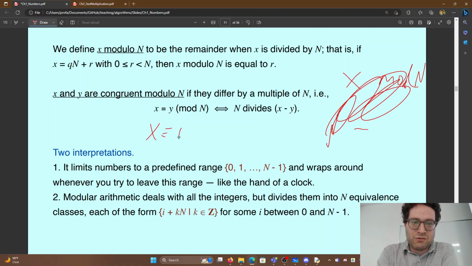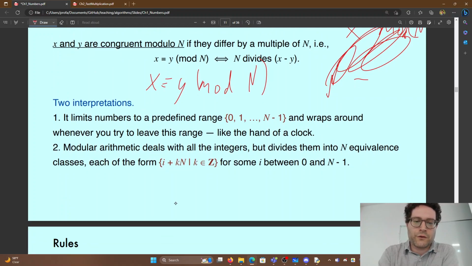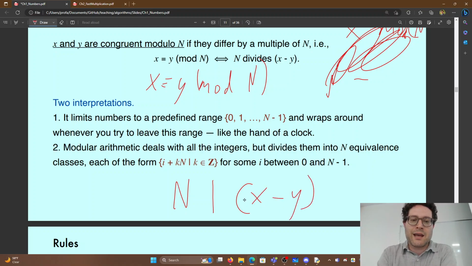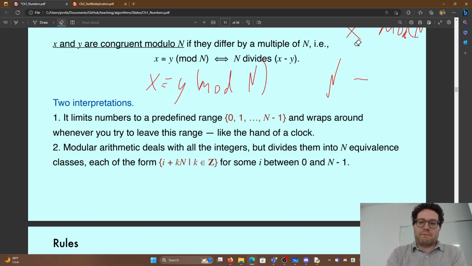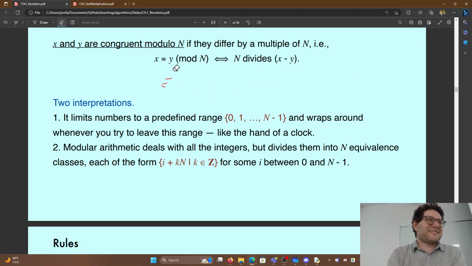X congruent to y mod n means that, as it says, n divides x minus y. First off, you might see that notation written as n with a big bar for the divide sign. N divides x minus y. What that means is that x minus y is a multiple of n. Okay. Or you can just simply remember your computer science and remember that it's remainders. It's all remainders that we care about.